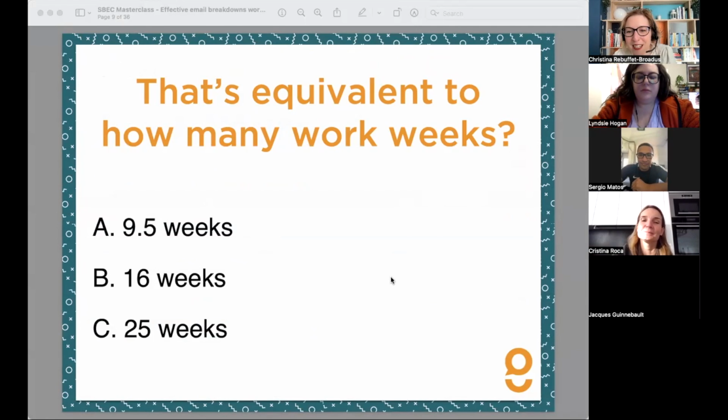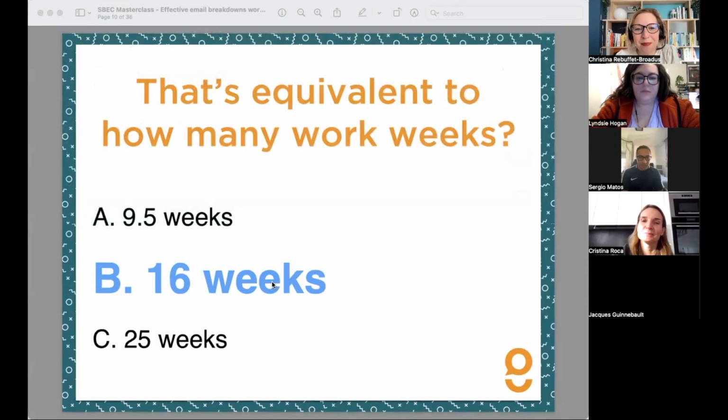A, B, almost C, so like 23.75 weeks, perhaps. C, A, B, C. Okay, more of a mixed guess on this one. It's 16 weeks. So, if you think about that, that's almost 4 months.